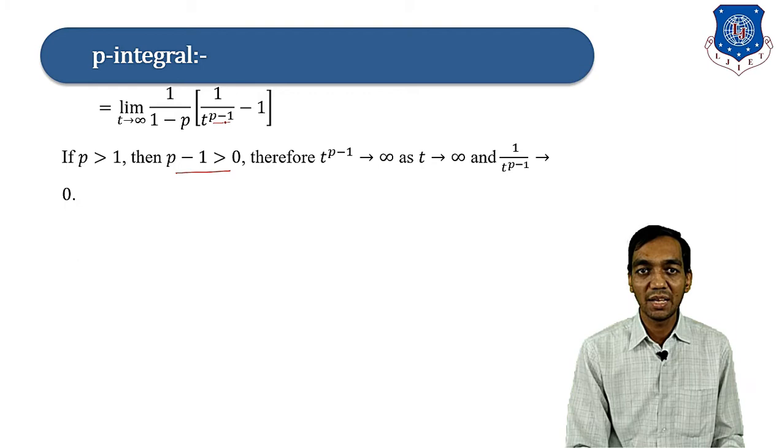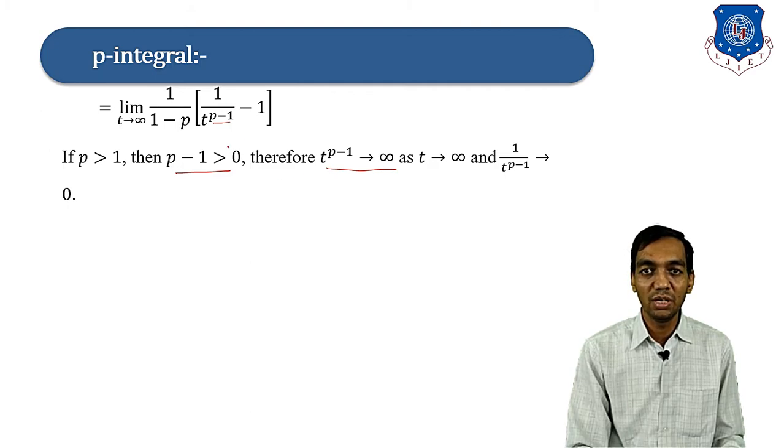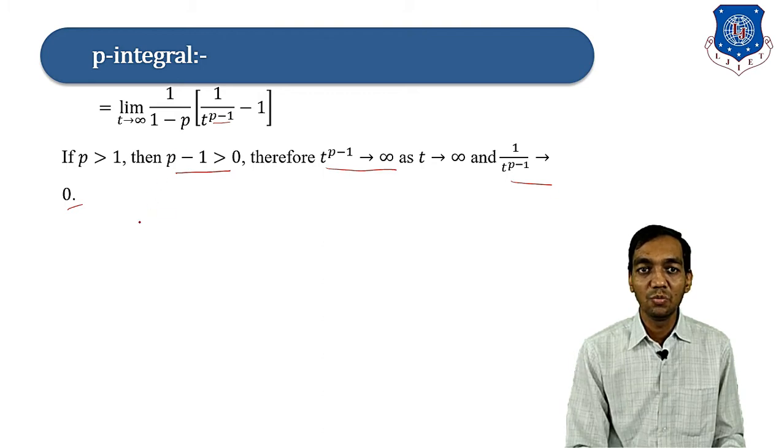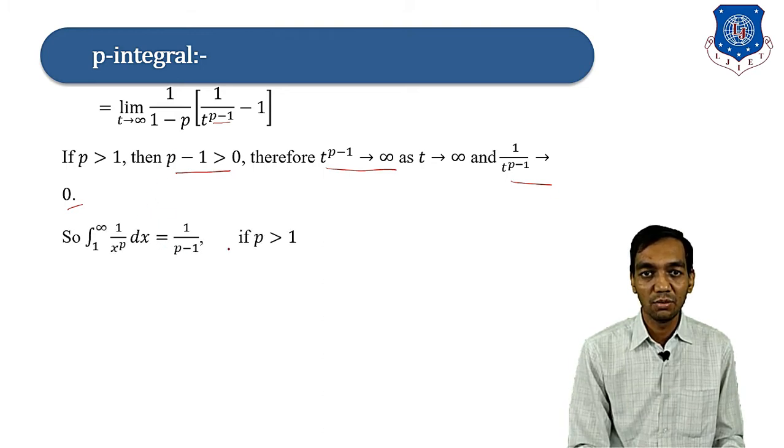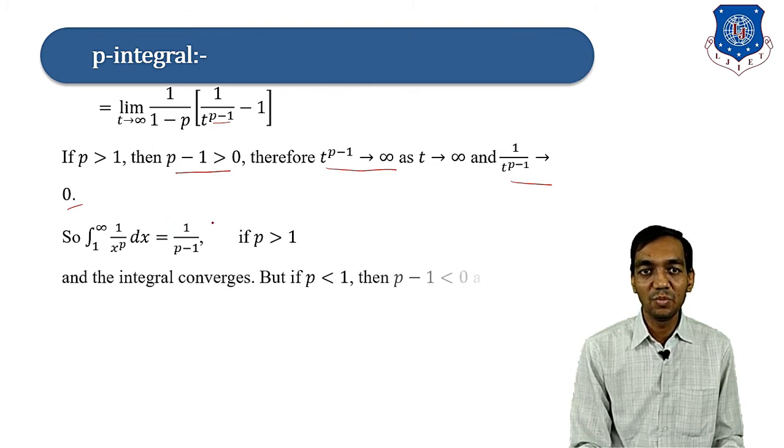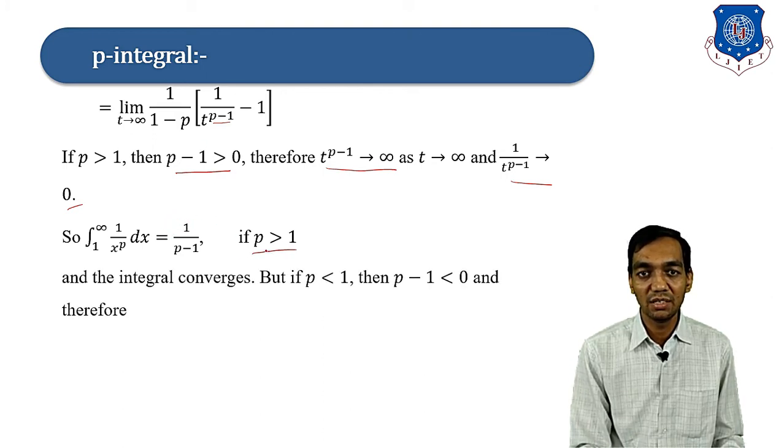That means infinity raised to p minus 1. Infinity raised to some positive power is going to tend to infinity, and 1 upon infinity is going to tend to 0. So in the case of p greater than 1, this term is going to be 0. That will give you minus 1 into 1 upon 1 minus p. That means you have the value 1 upon p minus 1, if p is greater than 1. That means it is going to be convergent for p greater than 1.